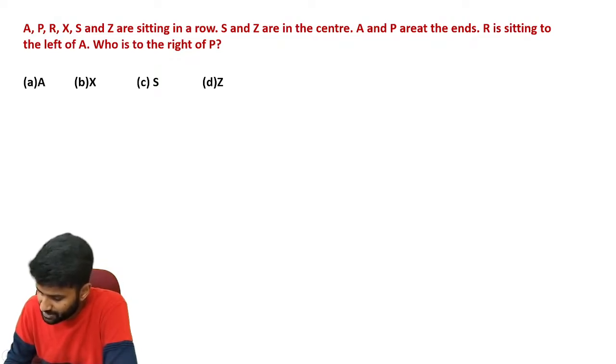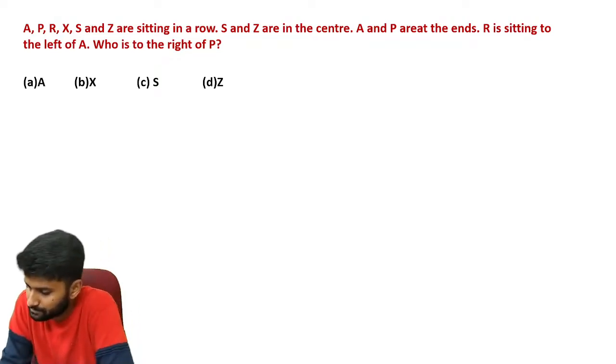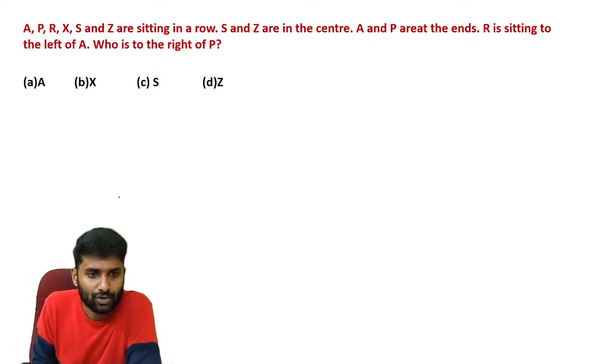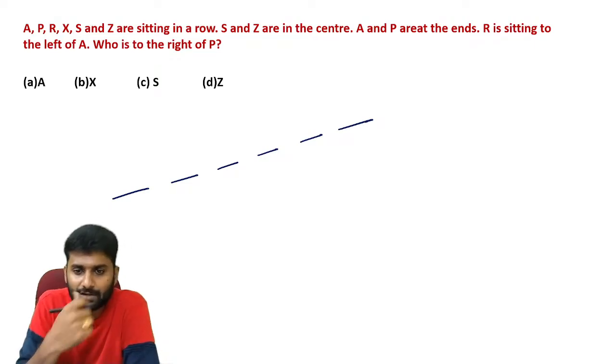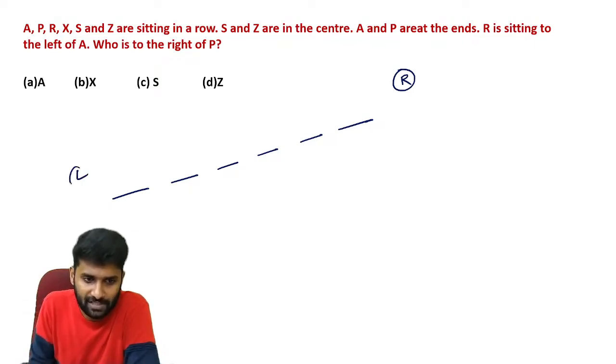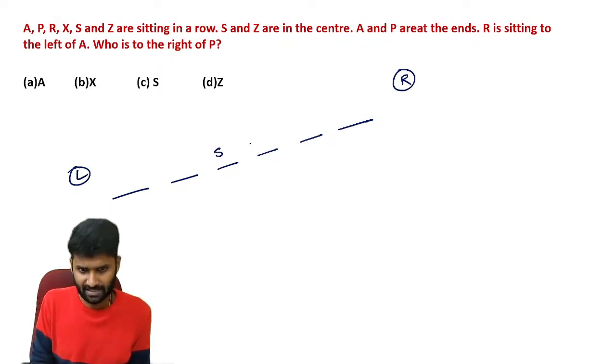Series, linear arrangement. Now see, in total there are 6 persons. So they are sitting in a row. They have not mentioned any specific direction. According to our right and left, all are facing north. S, Z are in the center.